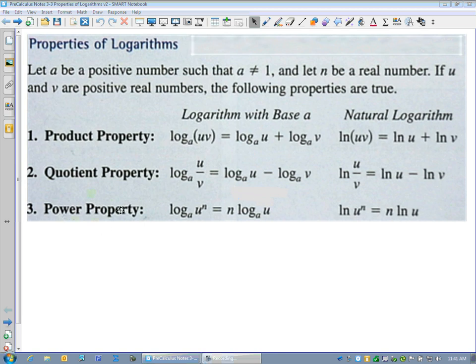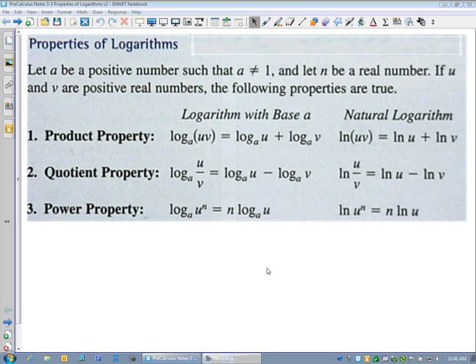And finally, the power property allows us to get variables out of exponents. If we have log base a of u to the n, then we can take that n and think of it as moving it out to the front, so it's n log base a of u. And likewise, we also do have the natural log version, which you will be using more often than the base a when you get to higher math: natural log of u to the n is n natural log of u.